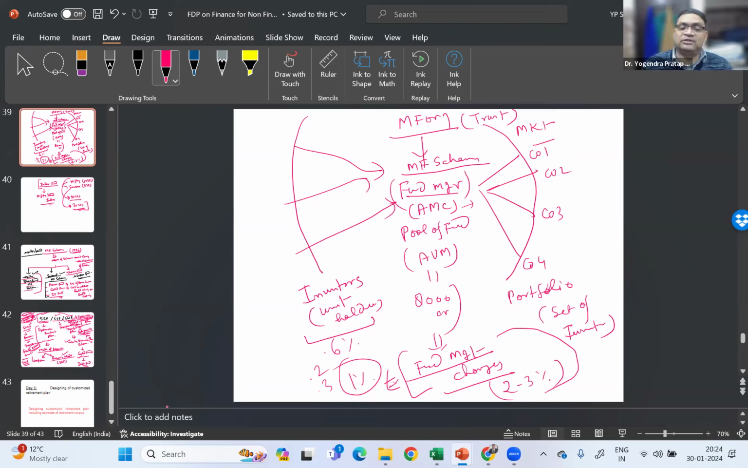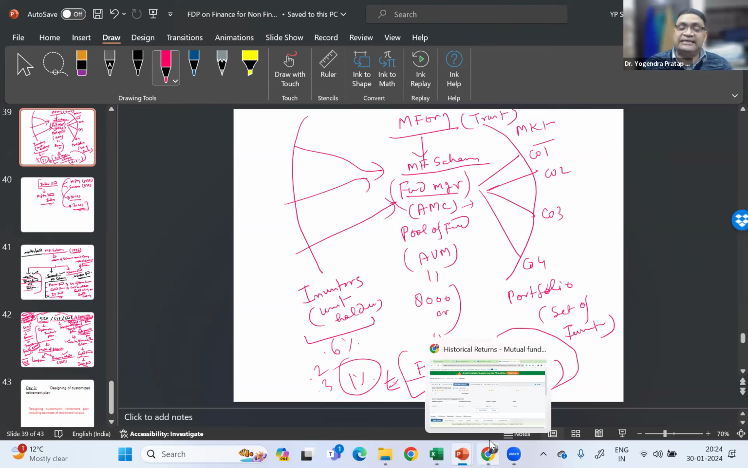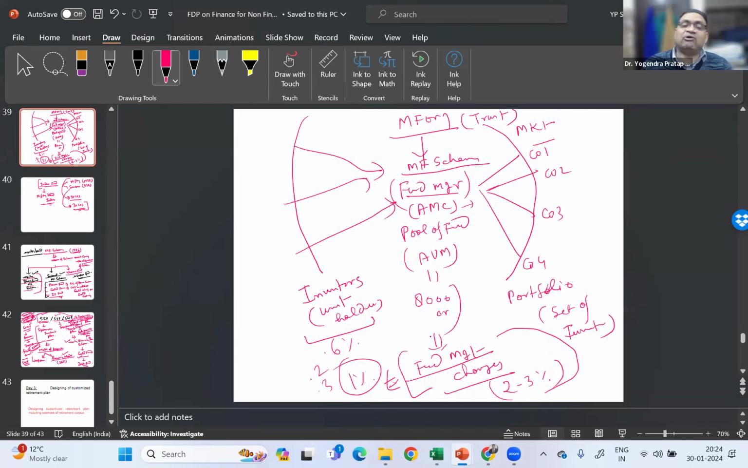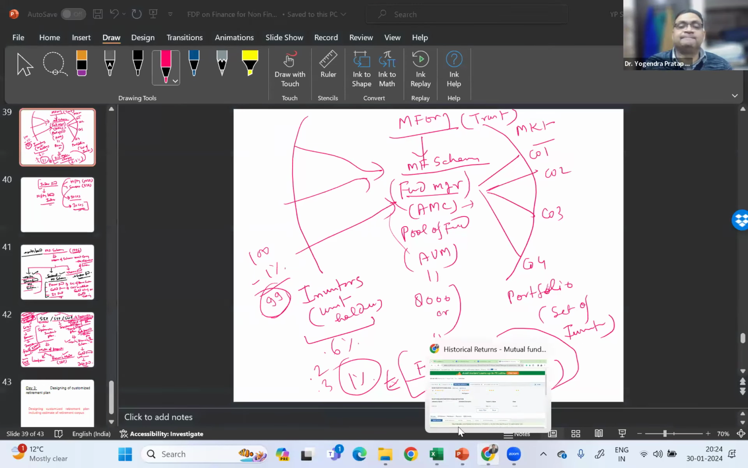Now I'm coming to this. Once you can see the fund management charges and expenses, suppose you have invested 100 rupees and the fund management charge is 1%, it means 99 rupees will go to the market. And if the management expense is more, less amount will go to the market. The more amount goes to the market, the more wealth will be created. This is the simple logic.